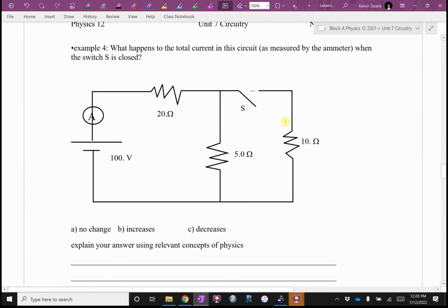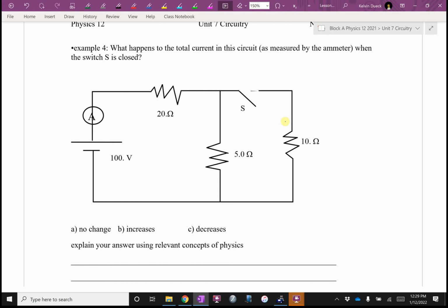Example 4. Here's a good using principles of physics question. There will be a using principles of physics question on your test. You can solve it algebraically or intuitively if you want, or you can just make up numbers. And I gotta be honest, often I'll just make up nice numbers and crunch it because I'm pretty good at solving these. Example 4 says, what happens to the total current in this circuit when the switch is closed?